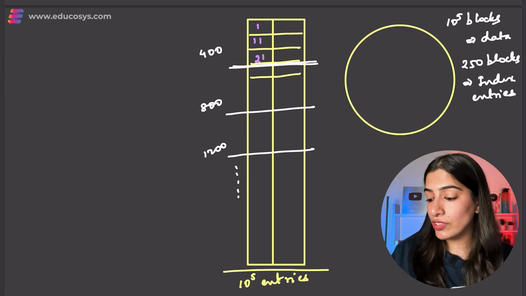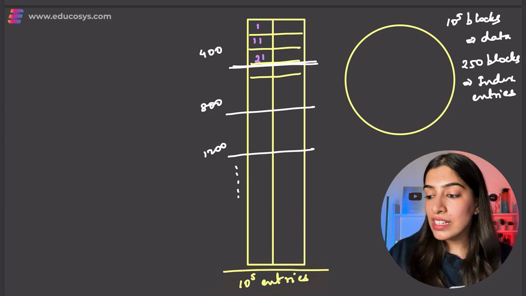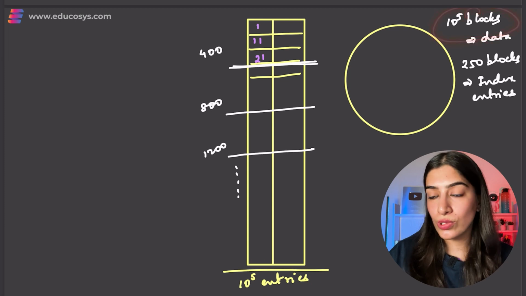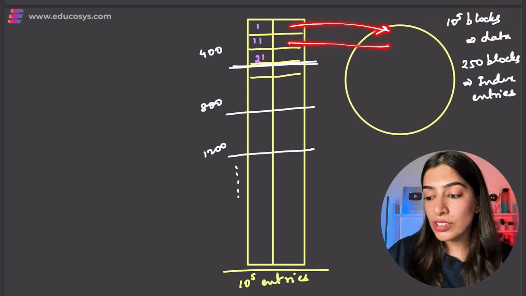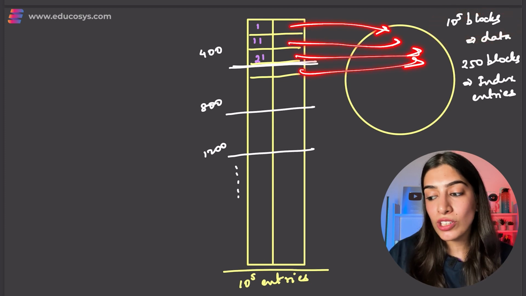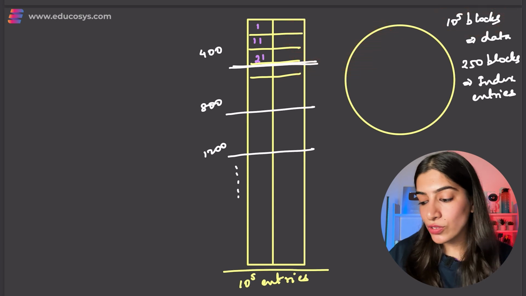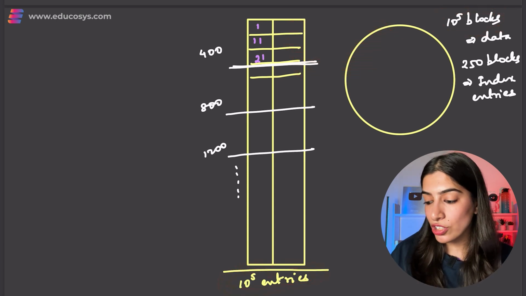Firstly, if you still have the doubt, how many entries are going to be there in this table? 10 power 5 entries. Why? See, 10 power 5 blocks are used to store the data. What are we pointing to? The blocks that have data, right? How many blocks have data? 10 power 5. So that is why 10 power 5 entries.